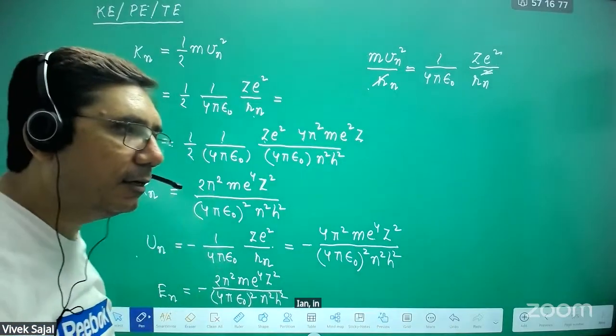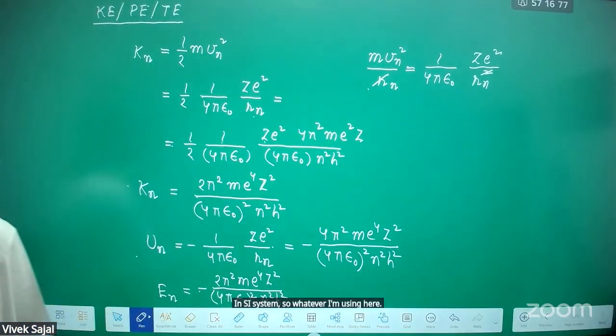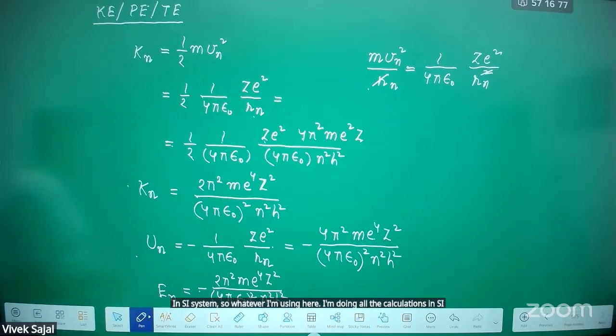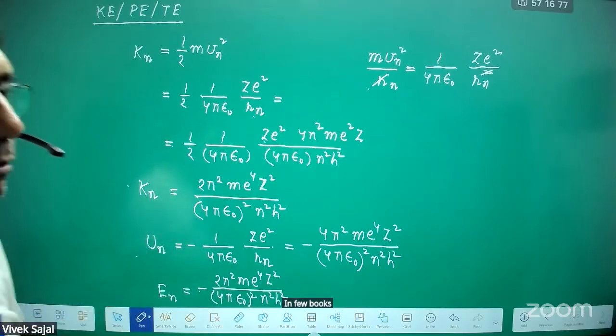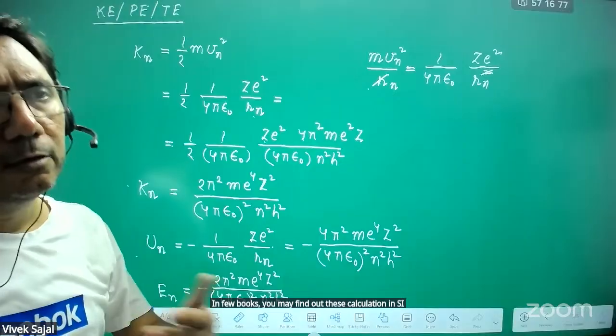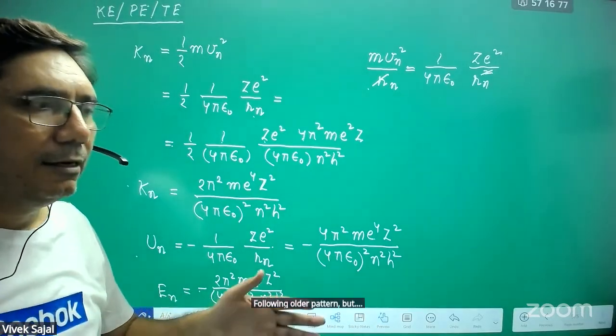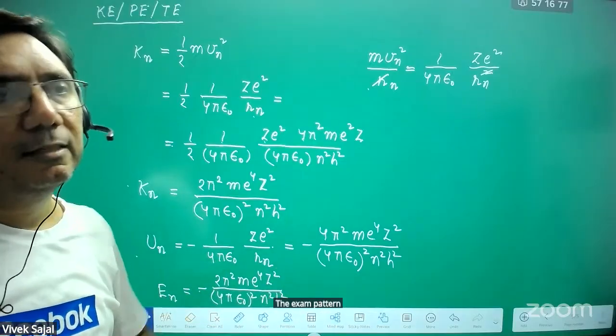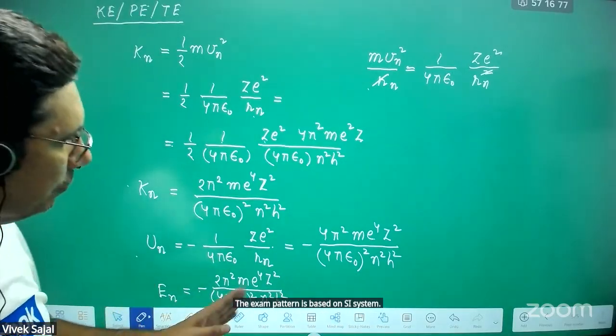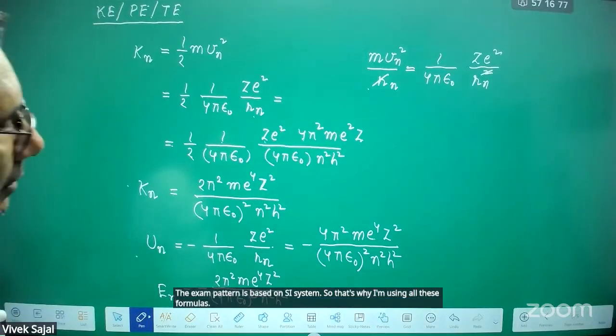So whatever I'm using here, I'm doing all the calculations in SI system. In a few books, you may find these calculations in another system. They are older books following an older pattern, but in India, the exam pattern is based on SI system. So that's why I'm using all these formulas in SI system.